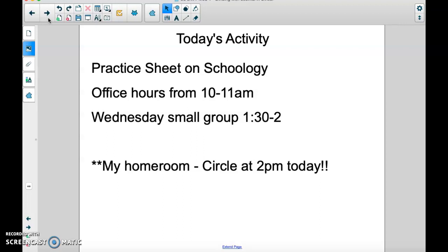Make sure you get your work done, ask questions if you need to, and show all of your work, okay, on the worksheet. Show all work.